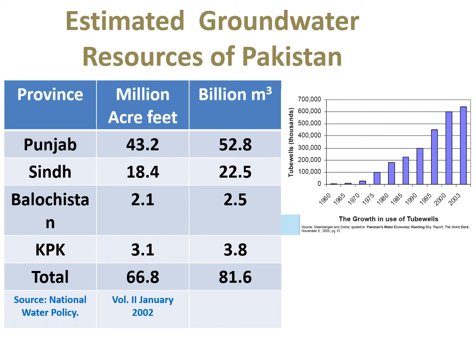These are the reservoir groundwater resources and how much water is available. Punjab has the maximum groundwater resource, 43.2 million acre feet. Sindh 18.4, Balochistan 2.1, KPK 3.1. So it is quite old data, but giving you a general scenario of where the water exists. And again, in Balochistan and KPK, you can see the groundwater is very much limited. We have more water in Punjab in groundwaters, and then secondly we have it in Sindh.